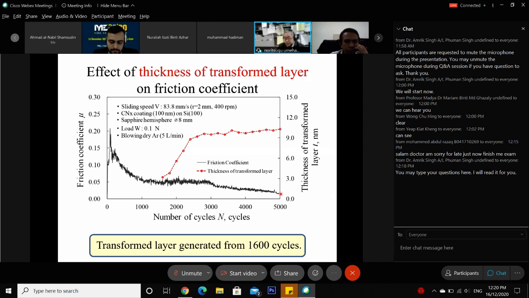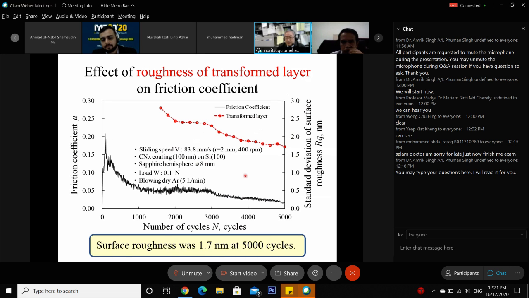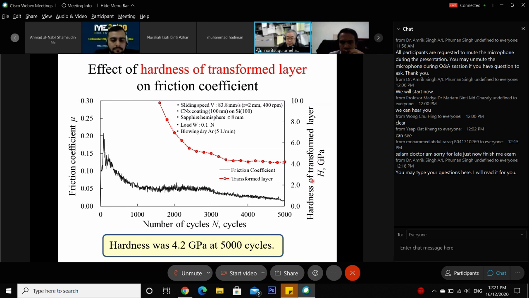During this process, we measured the thickness of the transformation layer. It was on the nanometer scale, 10 nanometers, and this thickness increases gradually. So the friction coefficient depends on the thickness. How about the roughness? The roughness change was also detected in situ, and the roughness is increasing. And how about the hardness of the topmost layer? The hardness of the topmost layer was also detected by this method.